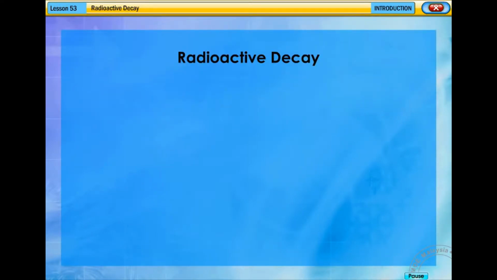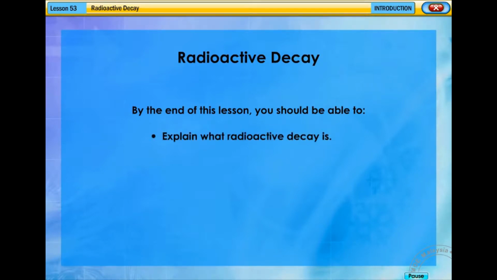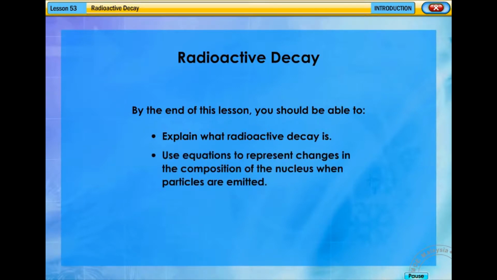Radioactive decay. By the end of this lesson, you should be able to explain what radioactive decay is, and use equations to represent changes in the composition of the nucleus when particles are emitted.